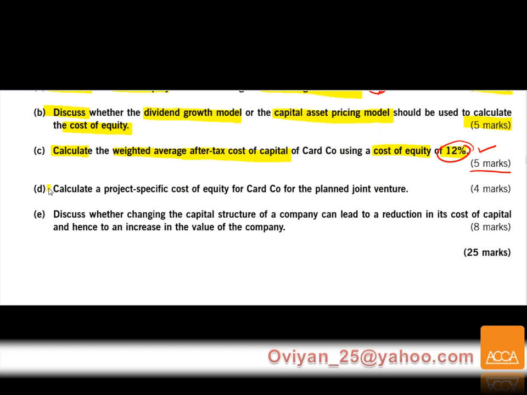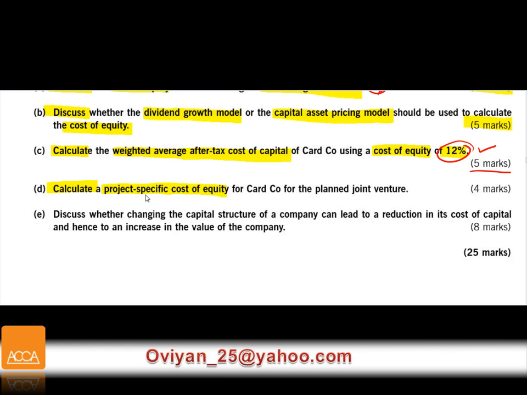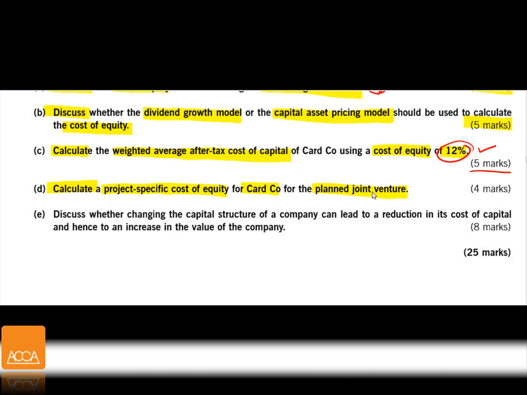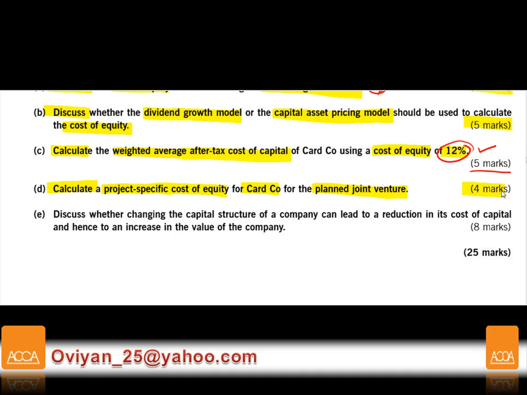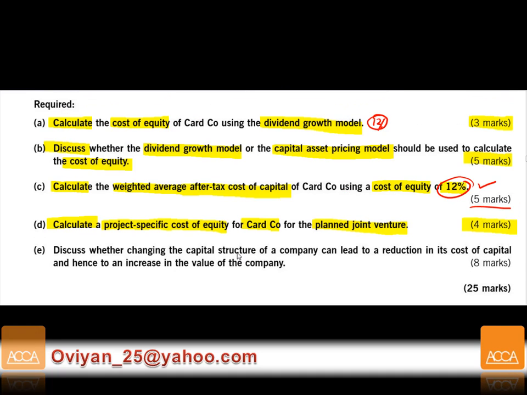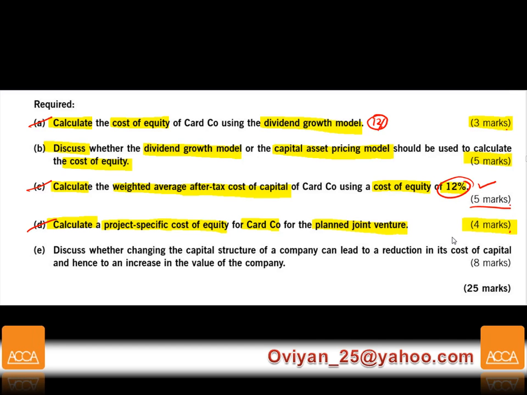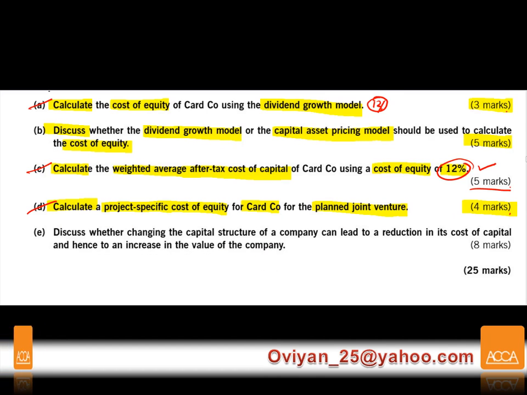Next part of this question, they say calculate a project specific, risk adjusted cost of equity for card company for the planned new joint venture. They're probably going into a new business operation, so they need to find a new cost of equity that reflects the new business risk. That particular calculation is going to be 9 marks. So far we have 3 calculations, which is 3 plus 5, 8, plus 9 is 17 marks. So the balance is going to be for discussion.